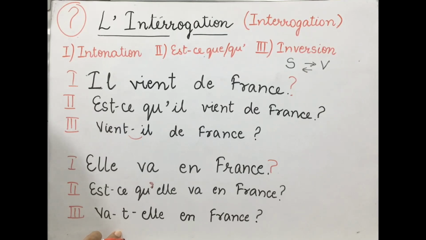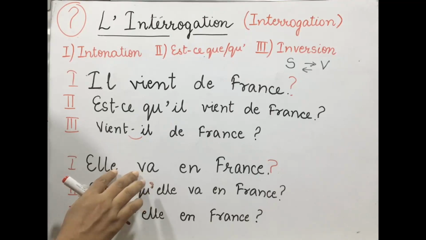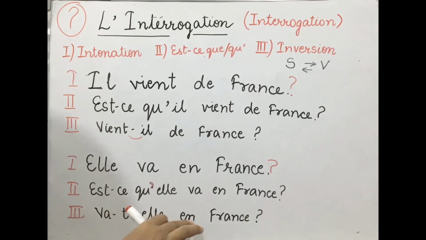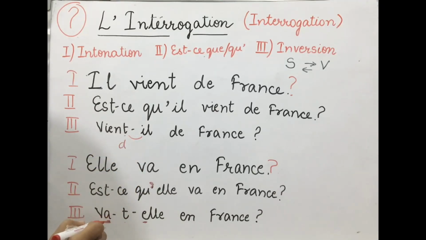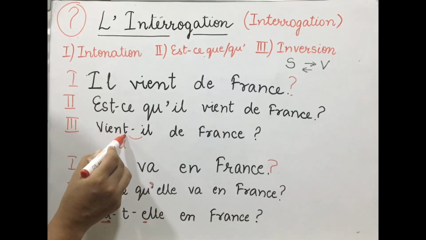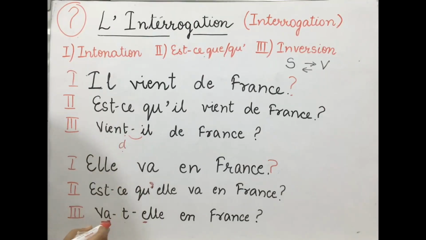Now the inversion part. The inversion here should be va-elle en France? Okay, elle va, and if we invert this, it should become va-elle en France. But because of this A and this E, again it becomes a vowel clash. So French people add a T if the verb is not ending in T or D. Okay, you have to mind this. If the verb is not ending in T or D, then we have to add this extra T here. So this becomes va-t-elle en France?